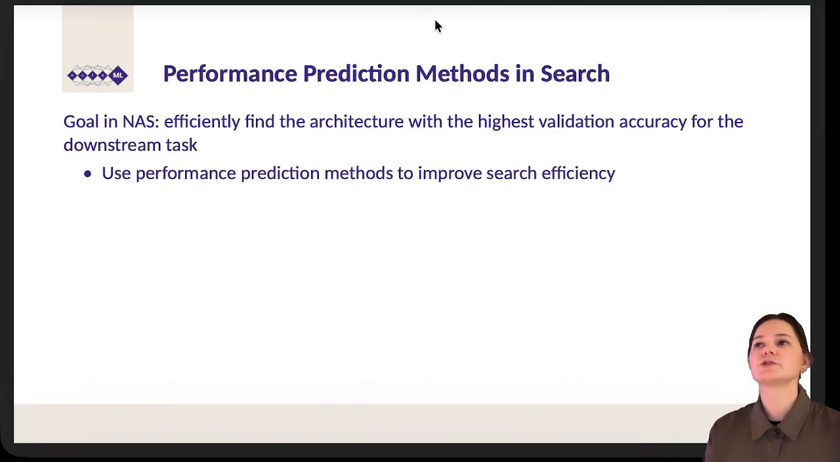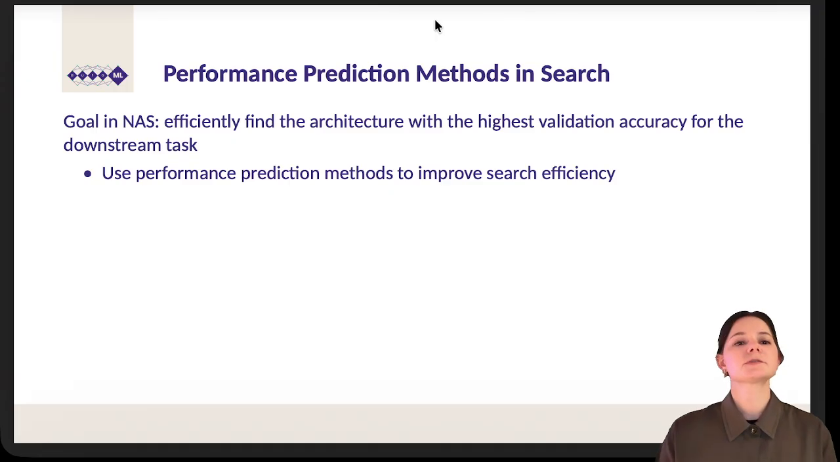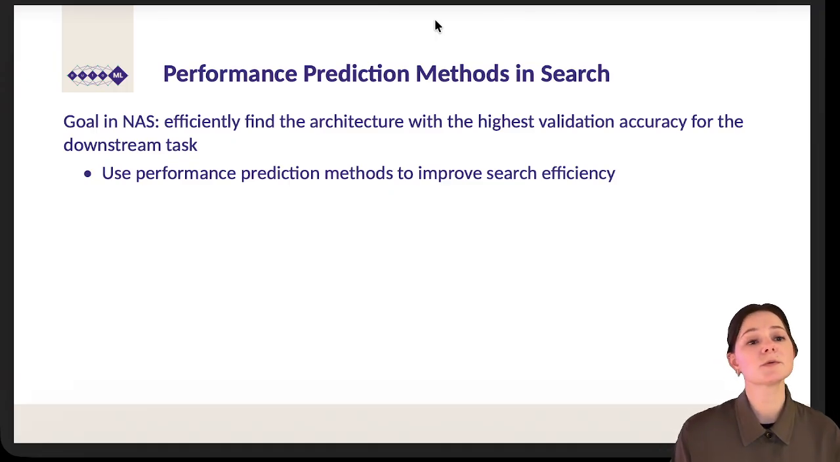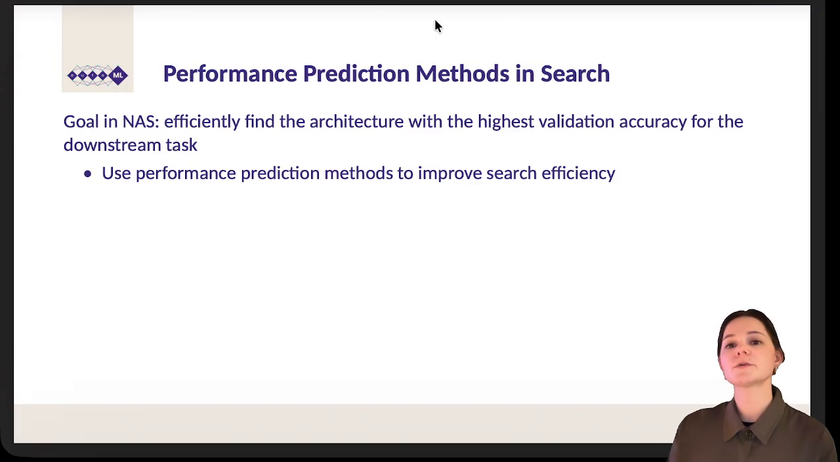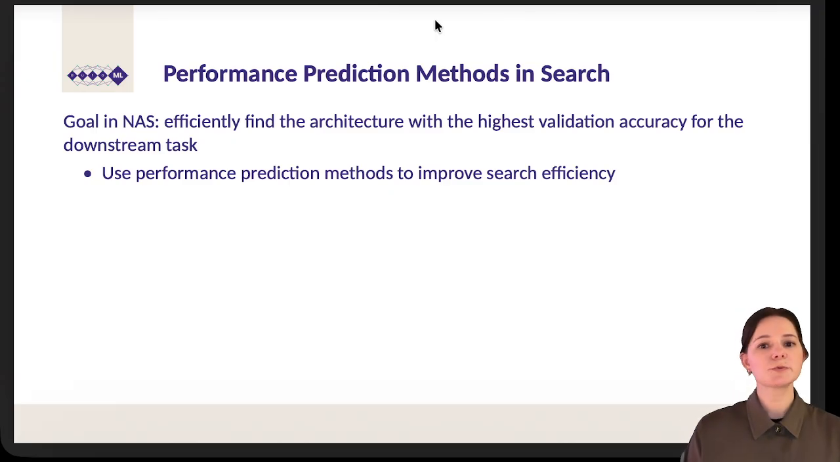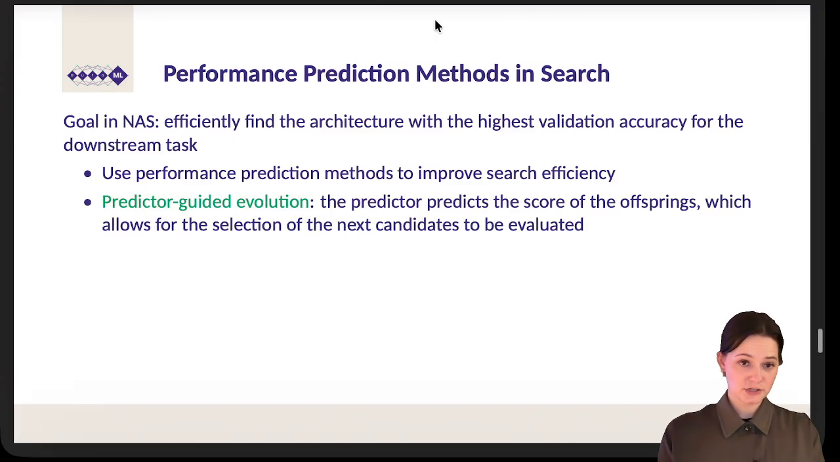Having now talked about two different speed-up approaches, the question is how can we use those, as well as performance predictors in general, in the architecture search itself. So the goal in NAS is to efficiently find an architecture with the highest validation accuracy for the downstream task. And we can use performance predictors to improve the search efficiency.